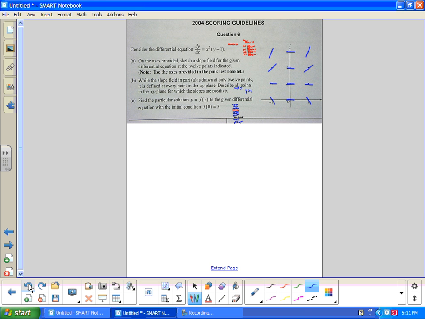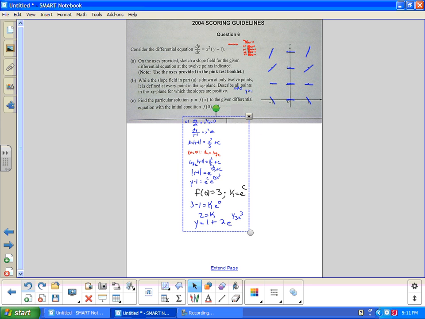Now, C says find the particular solution y equals f of x to the differential equation with initial condition f of 0 equals 3. Guys, this is an integration problem, right? We're going to have to separate and integrate. Now, we talked about this a lot. You have to be prepared to separate and integrate. And I'm going to make this big and put a cover over it so we can talk it through.